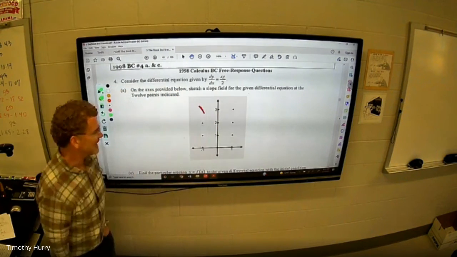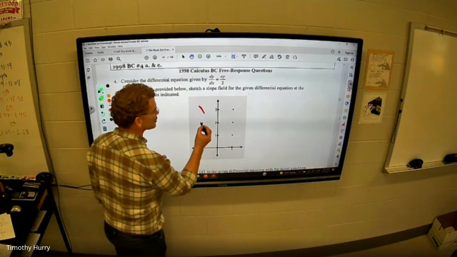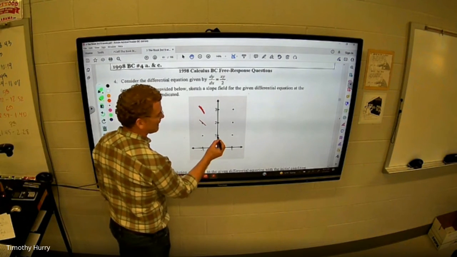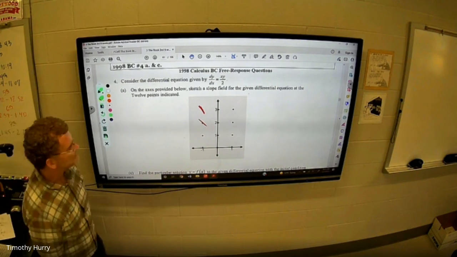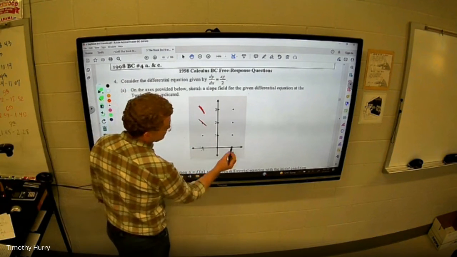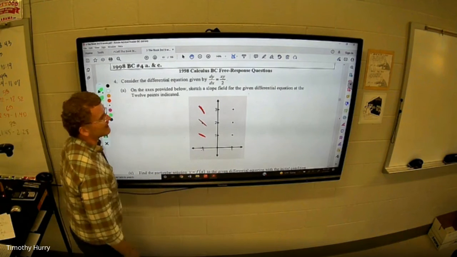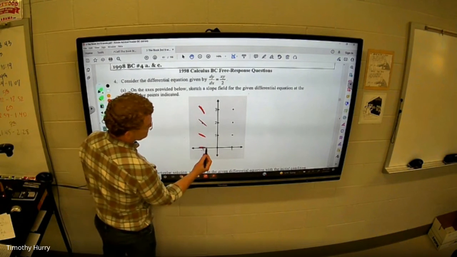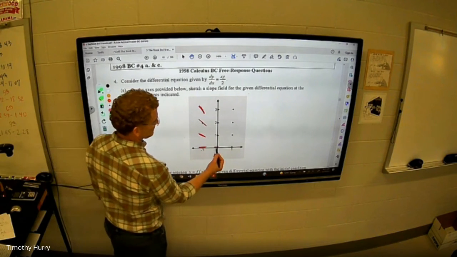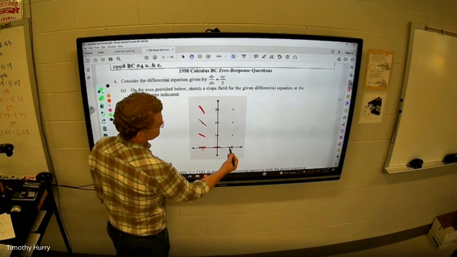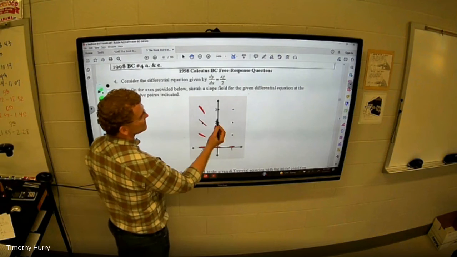Next, -1, 2. -1 should be pointing right at that point right there. What about -1, 1? Down 1 over 2 should be pointing right at that point. What about -1, 0? 0. What about 0, 0? 0. What about 1, 0? 0. What about 0, 1? 0. What about 0, 2? 0, 0.